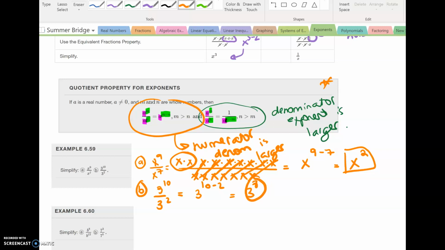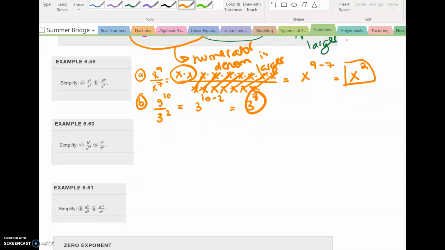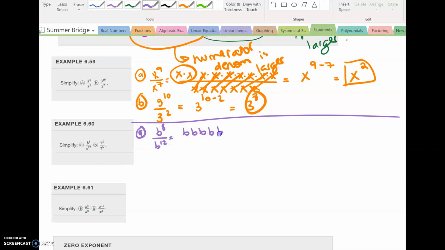Okay, so notice both of these, we end up with whole numbers because both larger exponents were in the numerator. However, that's not always the case. And I'm going to just change colors here just so that we can keep ourselves organized. So A says we have b to the 8th power over b to the 12th power. And again, for the sake of being able to visually understand what's happening, I have 1, 2, 3, 4, 5, 6, 7, 8. Perfect. 1, 2, 3, 4, 5, 6, 7, 8, 9, 10, 11, 12.